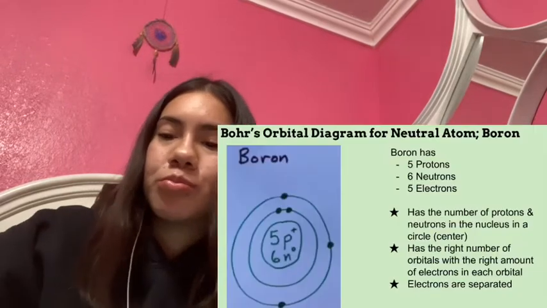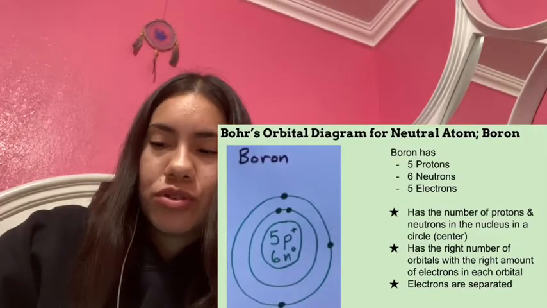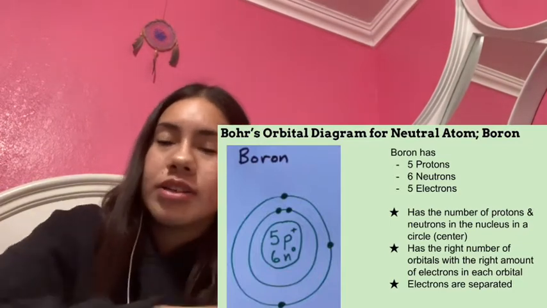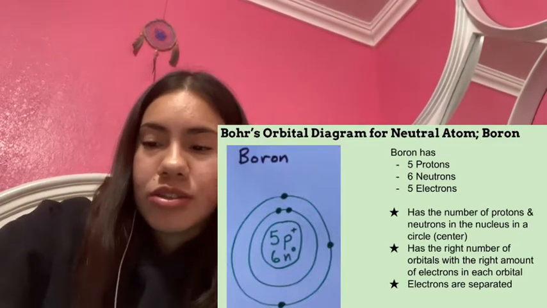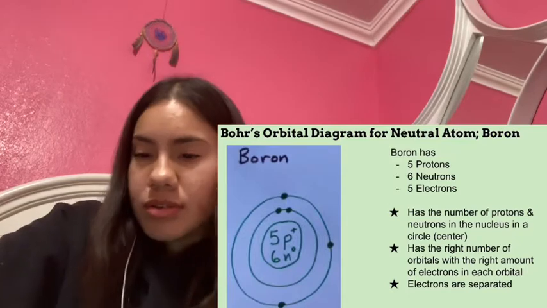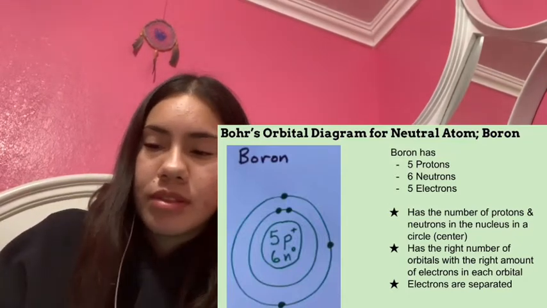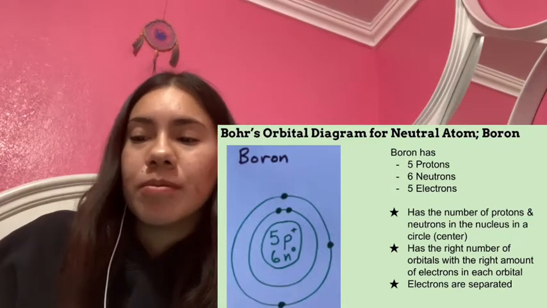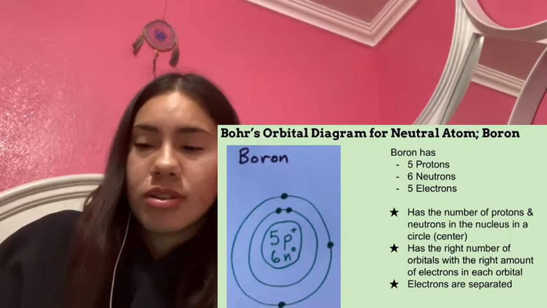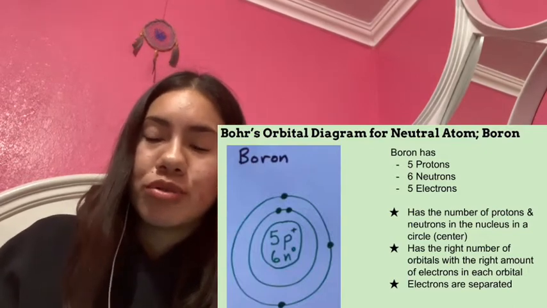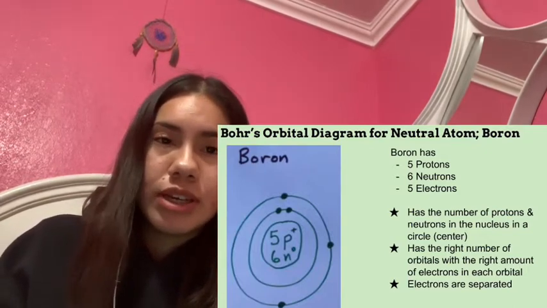And so here's Bohr's orbital diagram for a neutral atom, boron. And here we see that boron has 5 protons, 6 neutrons, and 5 electrons. So it's a neutral atom because there's the same amount of protons and electrons. And here we see that it has the number of protons and neutrons in the nucleus.